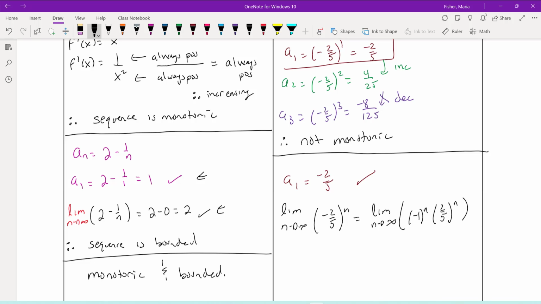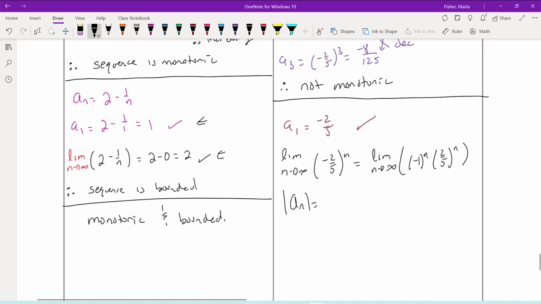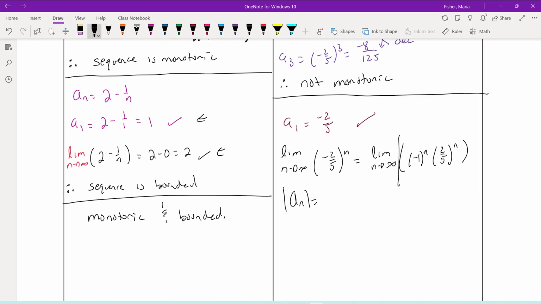So let's go ahead and find the absolute value of a sub n first, and then see if that's going to 0, because if that's going to 0, then I know that negative 2/5 to the n would also be going to 0. If I find the absolute value of this guy, I know that this would go away, and this is just 2/5 to the n. So now what is the limit as n goes to infinity of 2/5 to the n? Maybe we're not sure. It's 2/5 to the infinity. Is that infinity? I don't know.